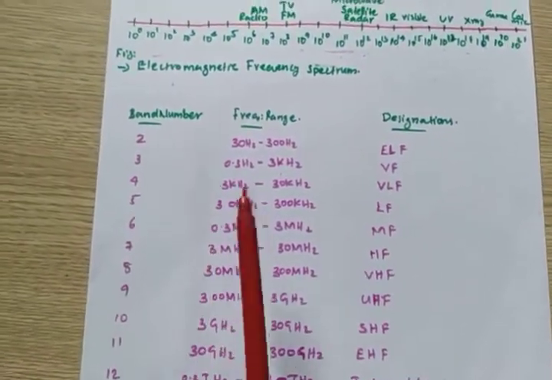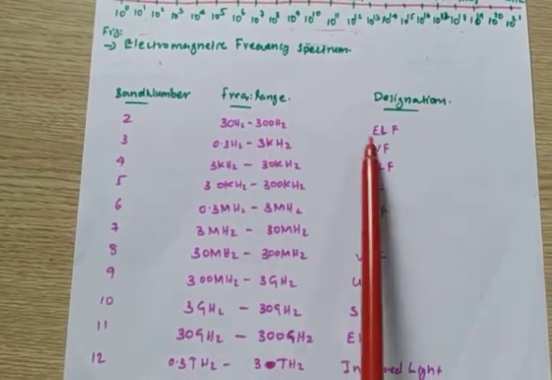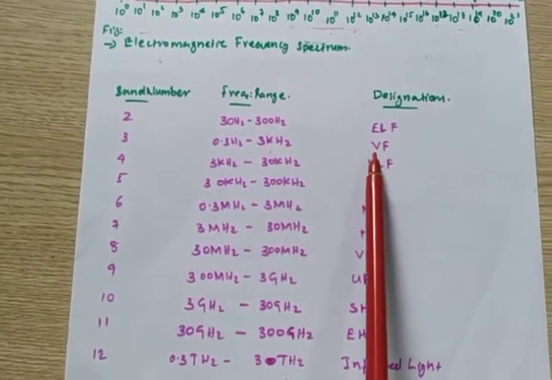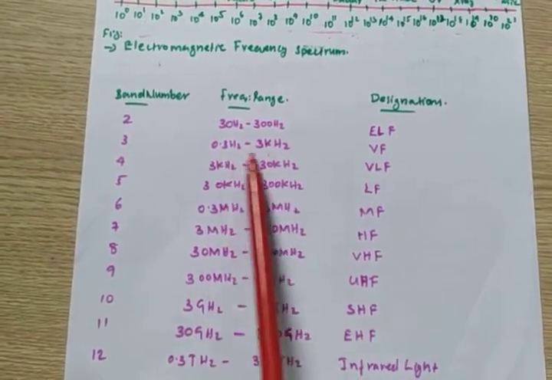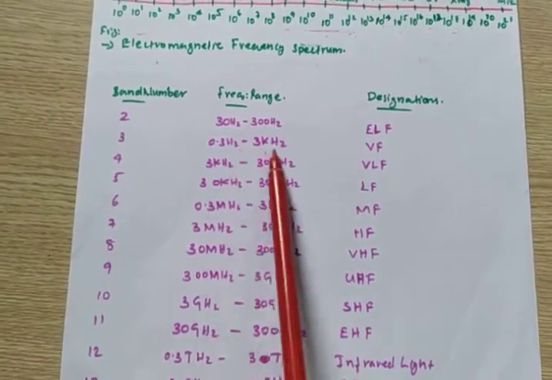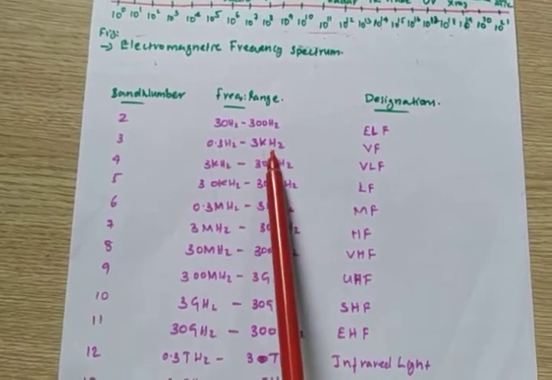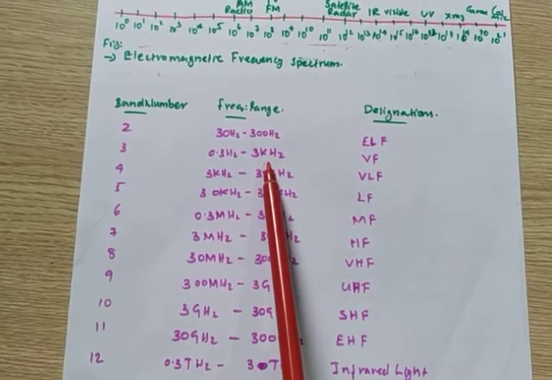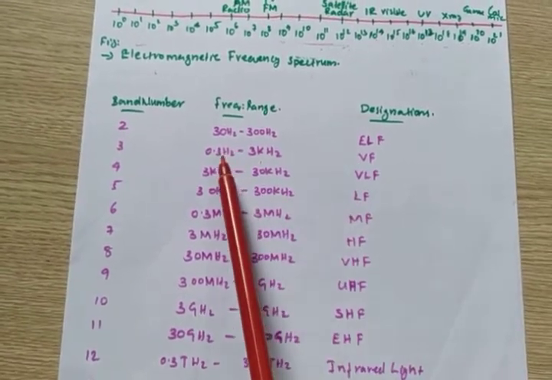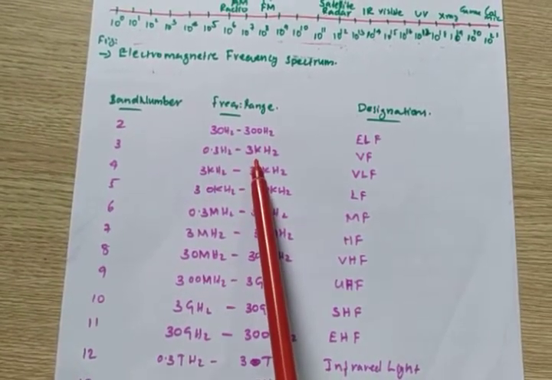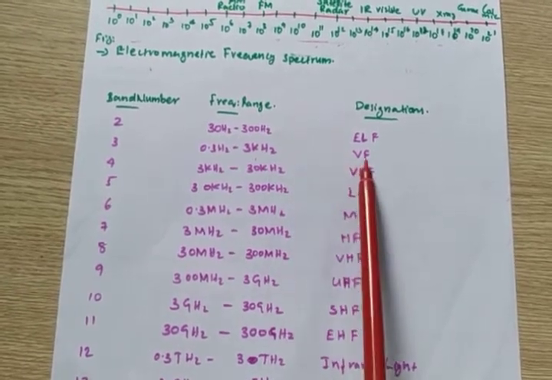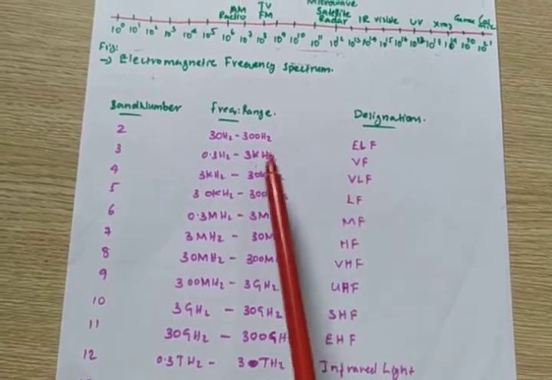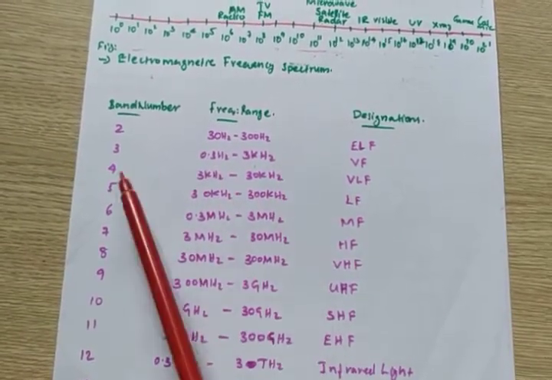So band number 2 is 30 hertz to 300 hertz, extremely low frequency. Band number 3, 300 hertz to 3 kilohertz, is VF, voice frequency. Normally this is telephone communication, landline phone communication. For that we use this 3 kilohertz. Normally we call 300 hertz to 3 kilohertz voice frequency. So for voice communication we normally use 3 kilohertz.